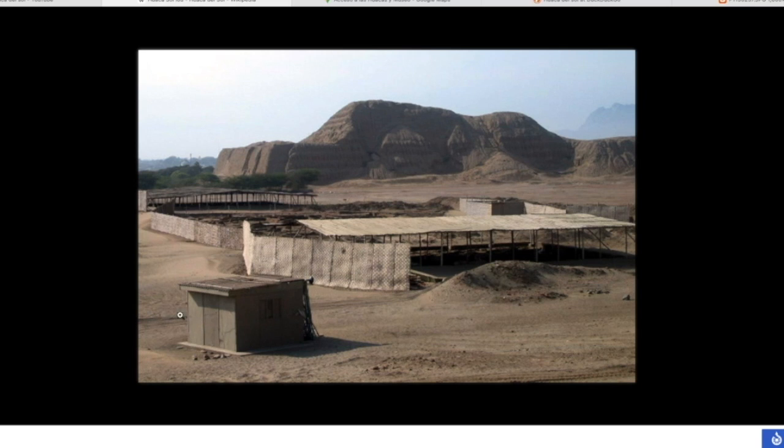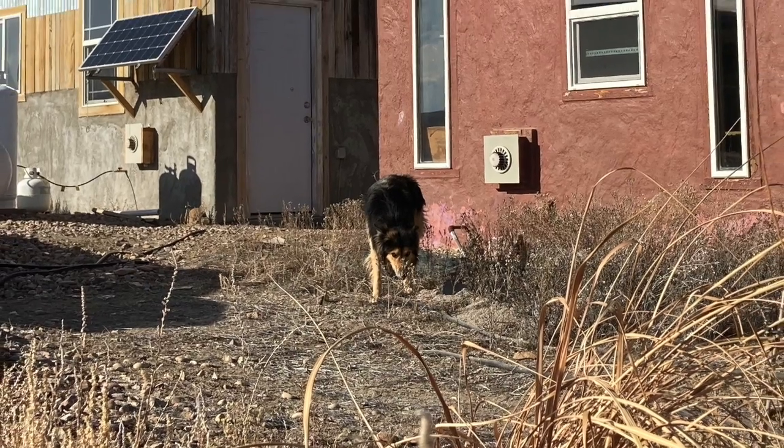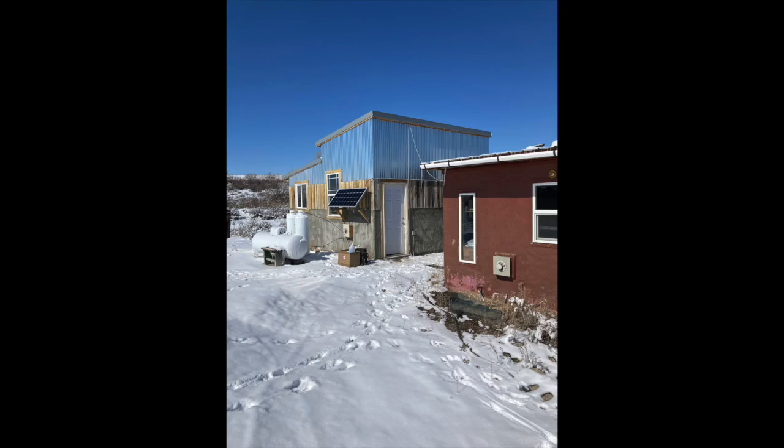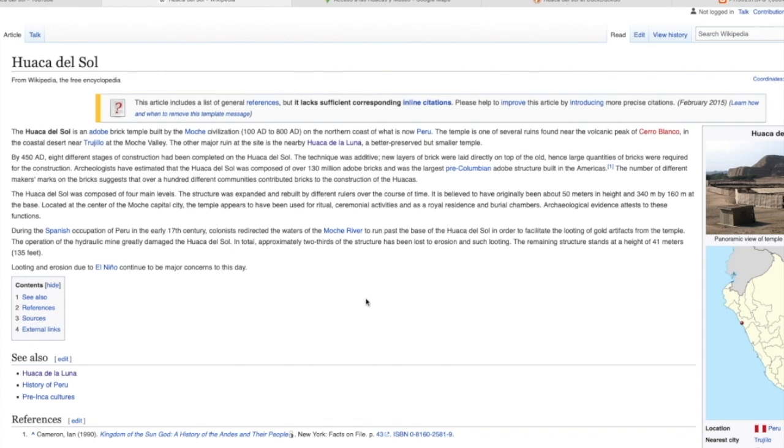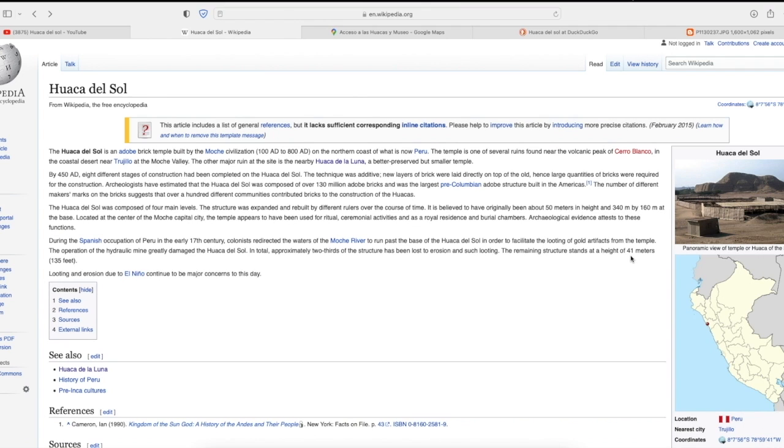Here we can see a fine piece of construction in the foreground. Exactly how I build. But no, over 1,000 years ago we're told they needed to build something that big in the background for rituals. And they were able to organize hundreds of other tribes to pitch in. The remaining structure stands at a height of 41 meters, or 135 feet. So we've lost about 10 meters off the top.